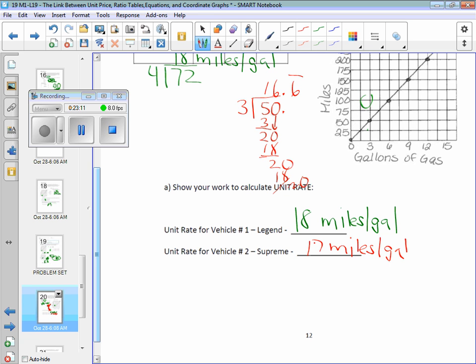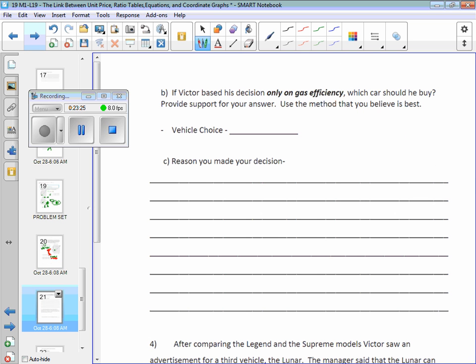Okay. Right now, before we do anything further, what is the more fuel-efficient car? When you say fuel-efficient, what's getting more miles per gallon? The Legend. I'm not going to write it all out, but it's getting 1 more mile per gallon. It's not much, but it's enough.